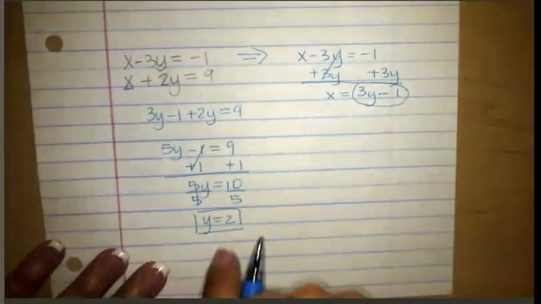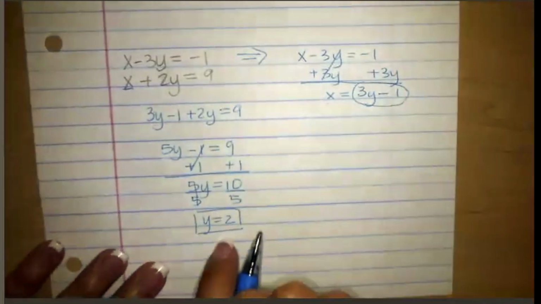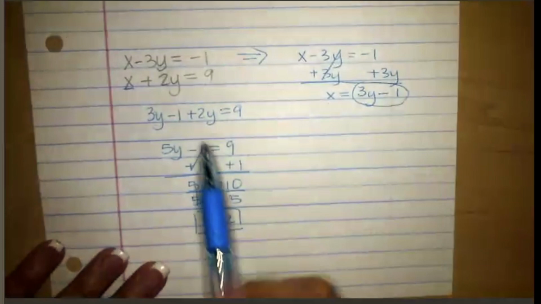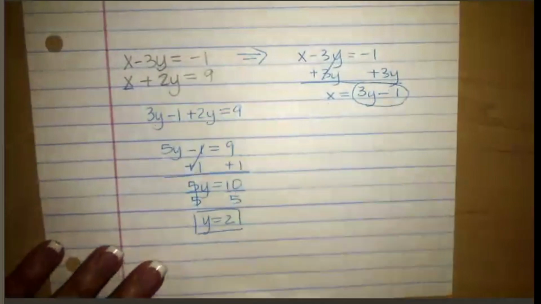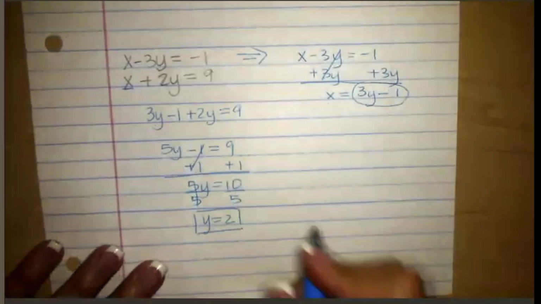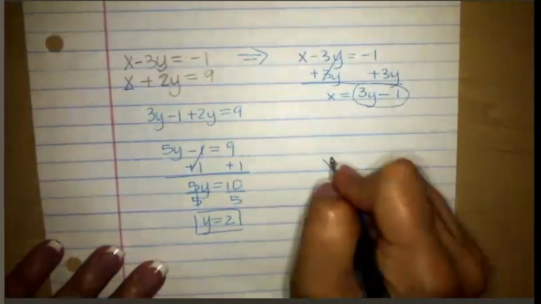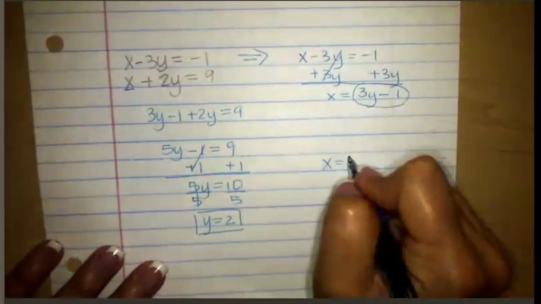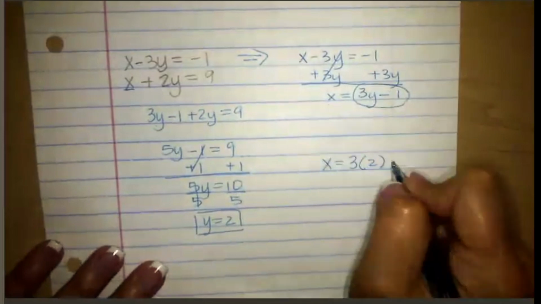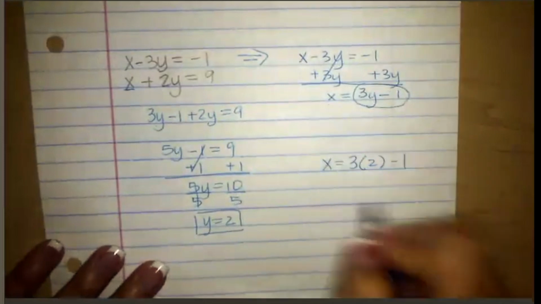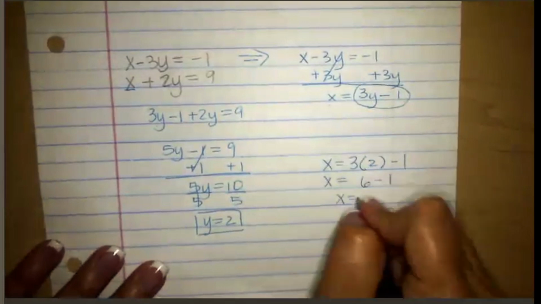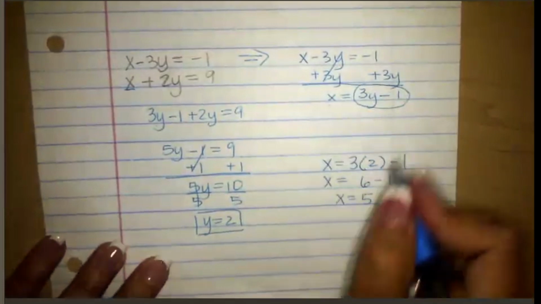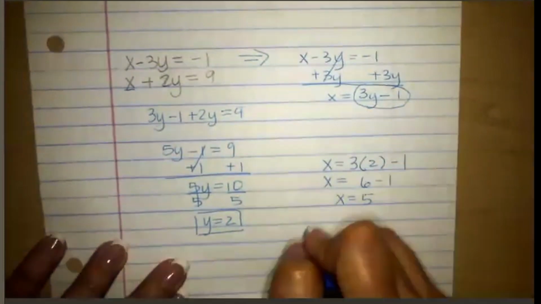Now that we have what y is, we need to figure out what x is. I can plug it into either one of these equations or even plug it into the equation that we manipulated. I'll go ahead and plug it in to that one right there. So I get x is equal to 3 times 2 minus 1. That gives us x is equal to 6 minus 1, so x is 5. Our ordered pair would be 5, 2.